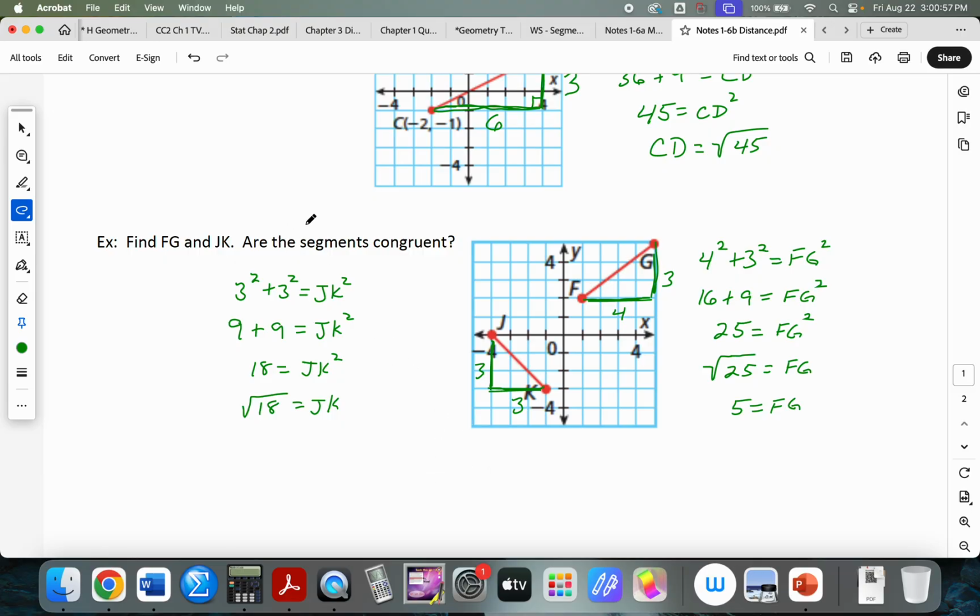Be sure to answer the question. Are the segments congruent? No, the segments are not congruent. What does congruent mean? Same size and the same shape. So for segments, all segments are the same shape, so they have to be the same length.